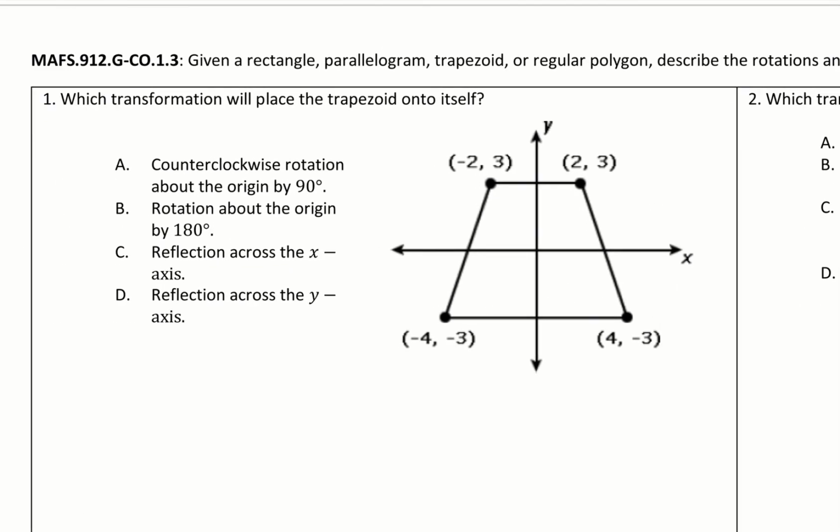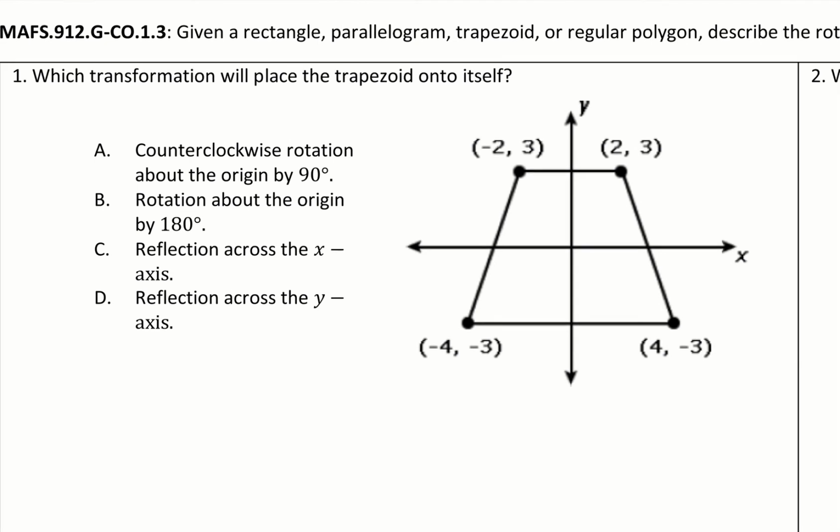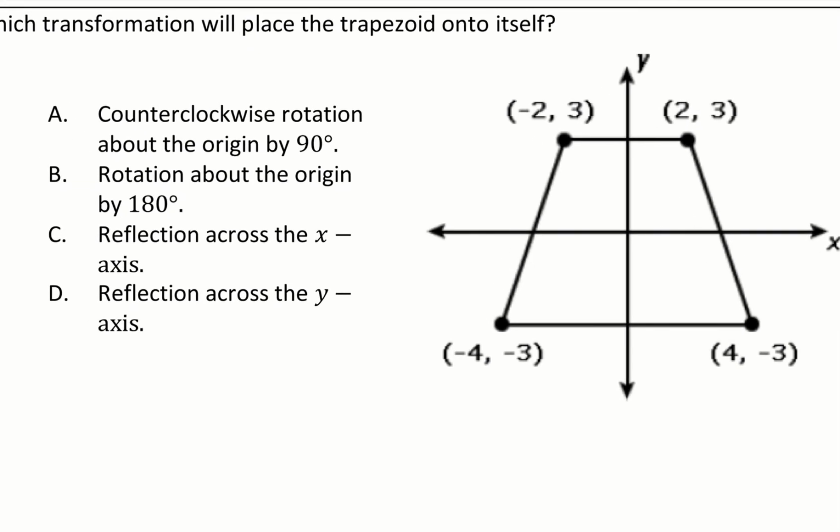This is all about symmetry and those kinds of transformations, right? Rotational symmetry, all that. So which transformation will place the trapezoid onto itself? Okay, let's go ahead and see if this works. Counterclockwise rotation about the origin by 90. So we're going that way.